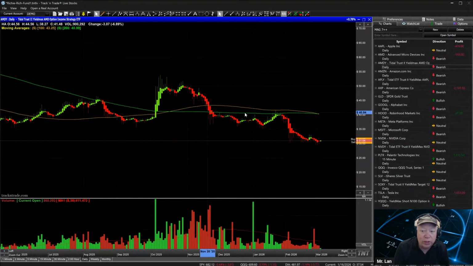Now, there's a lot of things that we can do in here. These two indicators that are laid over the top are moving averages, and I've got a 100-period moving average and a 200-period moving average.